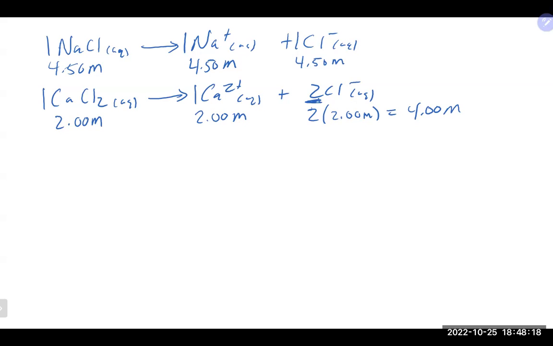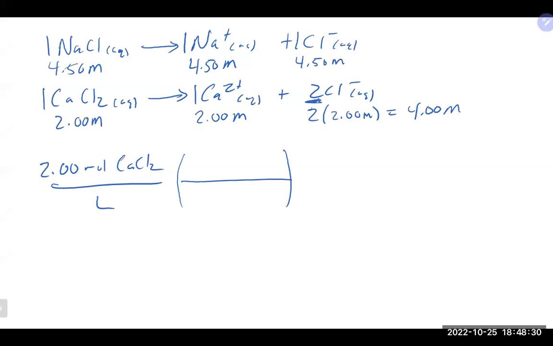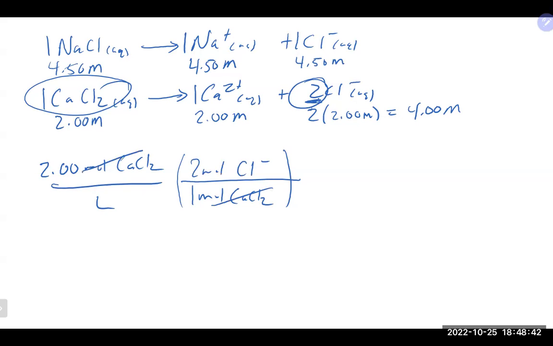The real way, and how you get there, is like this. There is 2.00 moles of calcium chloride per liter. And then you do a little stoichiometry from the equation. For every 1 mole of the whole thing, I get 2 moles of the chloride. Moles of the whole thing cancel, leaving me with 4 moles per liter of chloride. That's the long calculation of multiplying by 2. And that is where the 2 comes from.